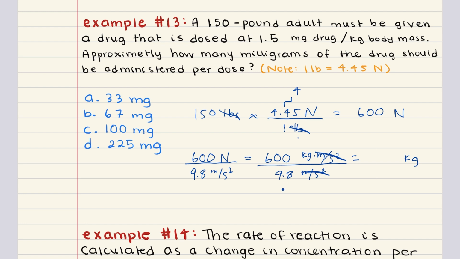600 divided by 9.8, I'm going to approximate 9.8 to 10. 600 divided by 10, that's easy. That's equal to 60. Now that I have the mass of the patient, I can determine the dose.